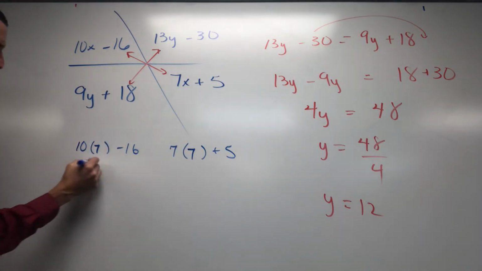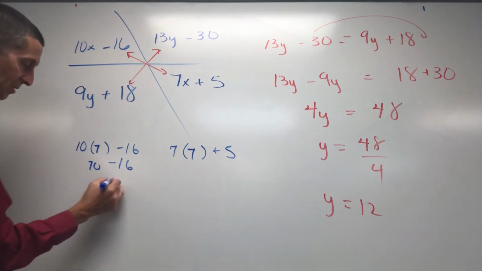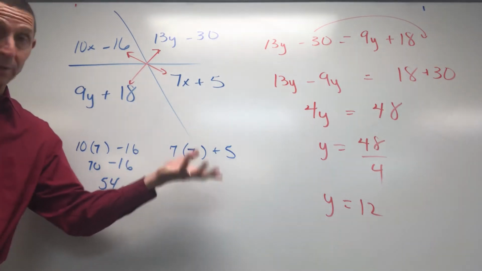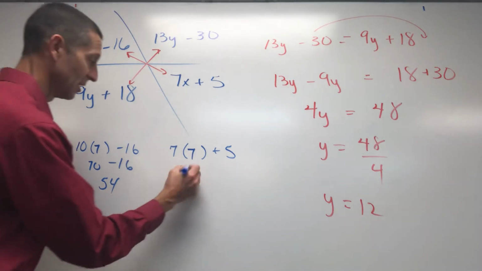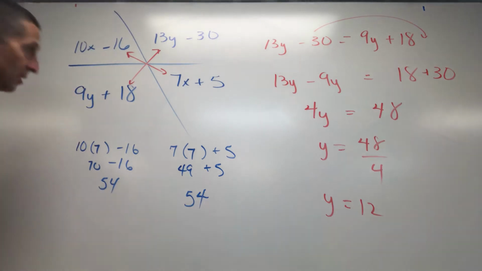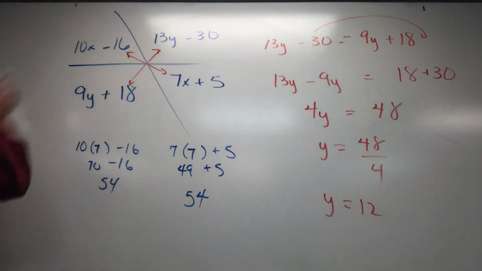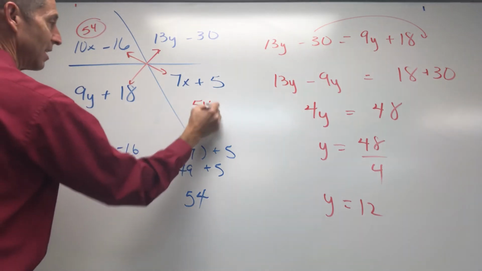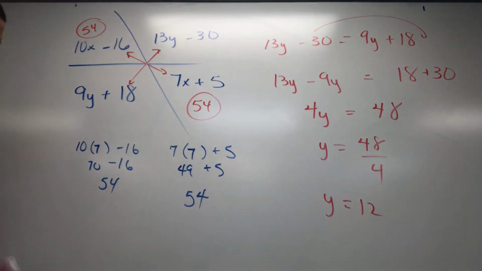10 times 7, 70 minus 16. So I found one angle 54. If this one turns out to be 54, we know we've done it right. So we've got 49 plus 5, and this also is 54. So we're doing good. So we have this angle 54 degrees, that angle 54 degrees. Now we can come back and plug our y's in.